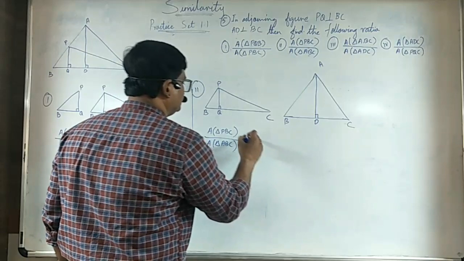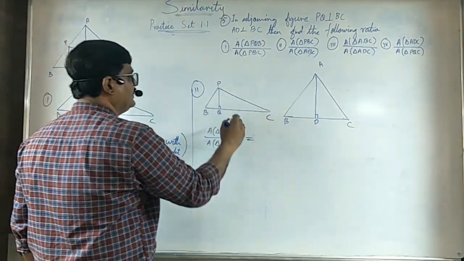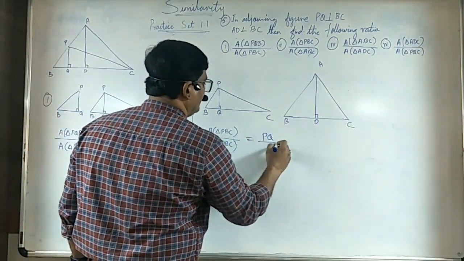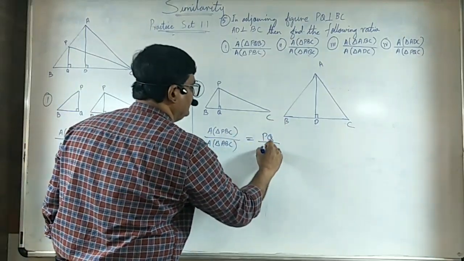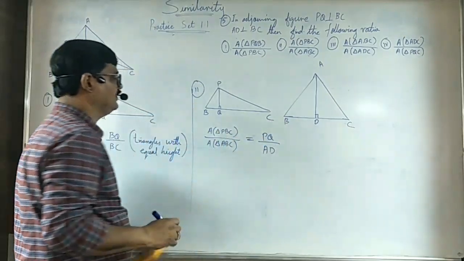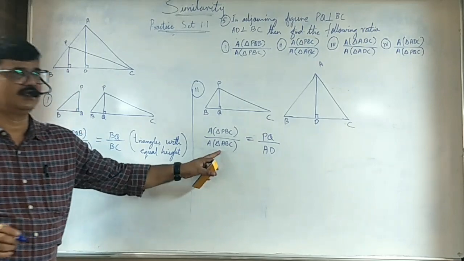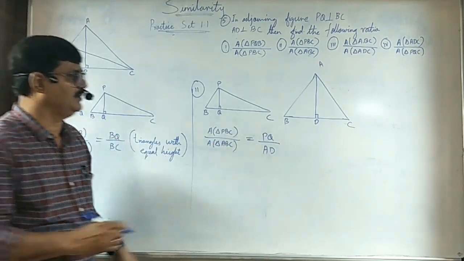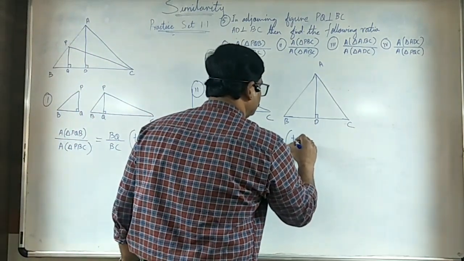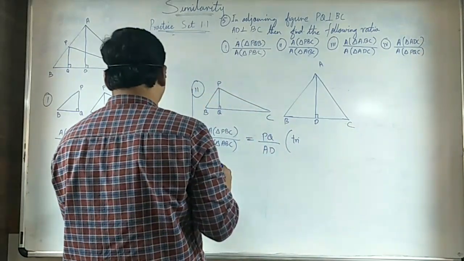Now here in this case, PBC's height is what? PQ, upon ABC's height is what? AD. So what you will have here? The ratio of area of triangle PBC upon area of triangle ABC is equal to PQ upon AD. And you have to write the same thing here. Here you wrote triangles with equal height.